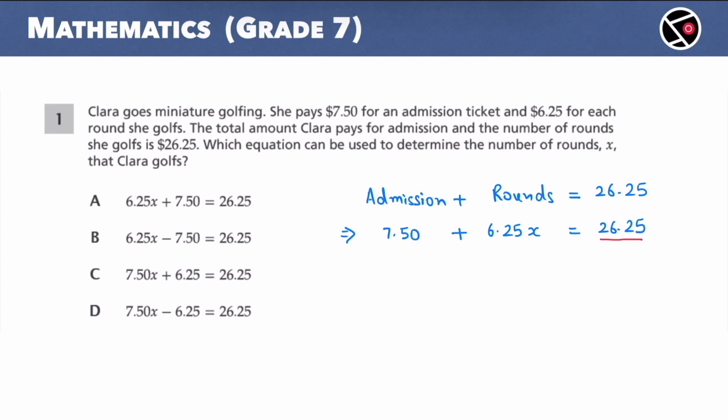$26.25 is common in all the options. 6.25x, we have this in A, in B. We don't have it in C and we don't have it in D. We have 7.50 in A. In B, we have minus 7.50, which is incorrect. So, the correct choice is A.